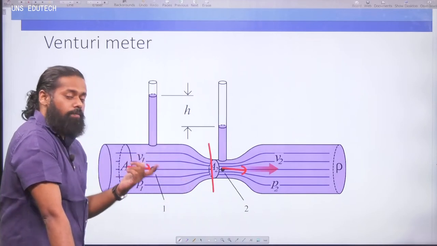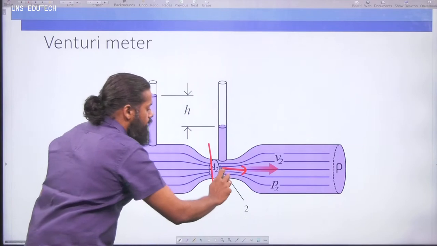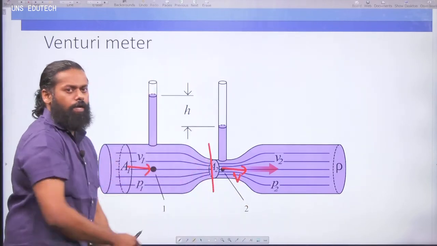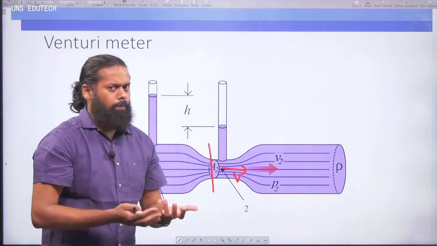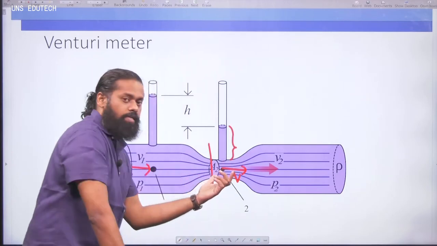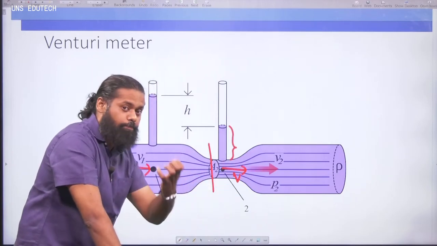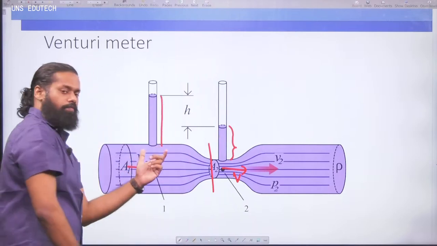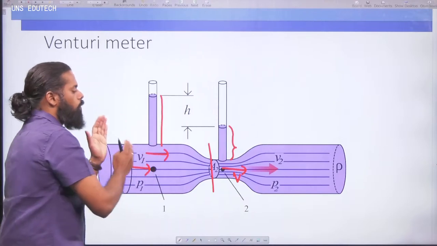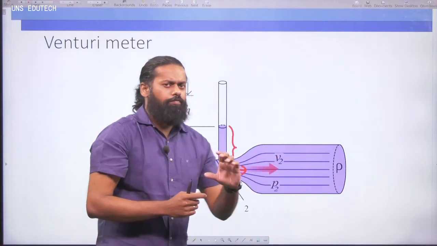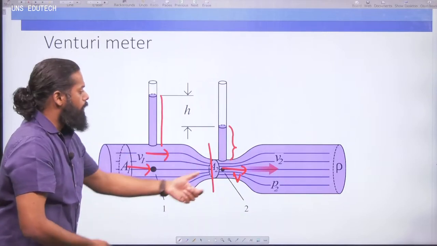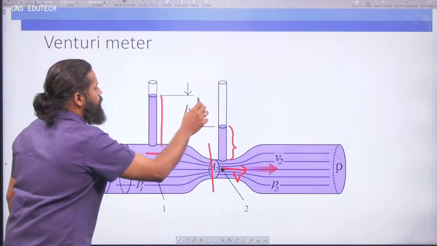I'm not going into the detailed calculation, but basically, when the velocity increases here, pressure goes down. If you connect a manometer, a device used to measure pressure, here the pressure will be going down because of the suction, or more velocity, less pressure. Here the pressure will be more because of less velocity, more pressure. In a large pipe, with a large flow, if you put a small constriction like this, or vena contracta, you will get a low pressure region, and you can get this pressure difference.